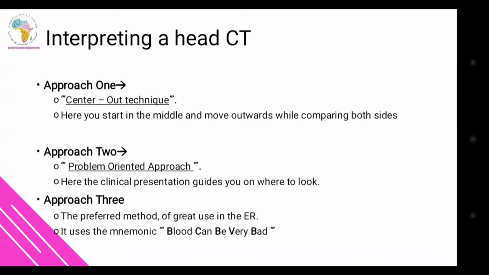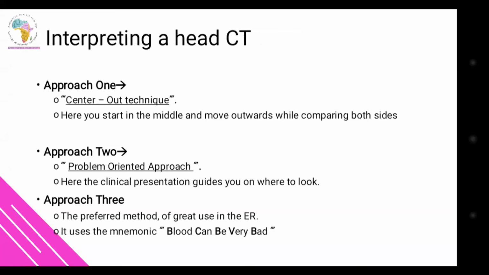Now, here I'll talk about three approaches which are used in interpreting the head CT. You have what we call the center-out technique. With the center-out technique, you start from the middle, that is, from the level of the middle, represented by the falx cerebri, and you go outwards. When I say go outward, you don't just limit yourself to where the brain is. You go until you reach the skull, you cross the skull, and you analyze the soft tissues which are outer compared to the skull.